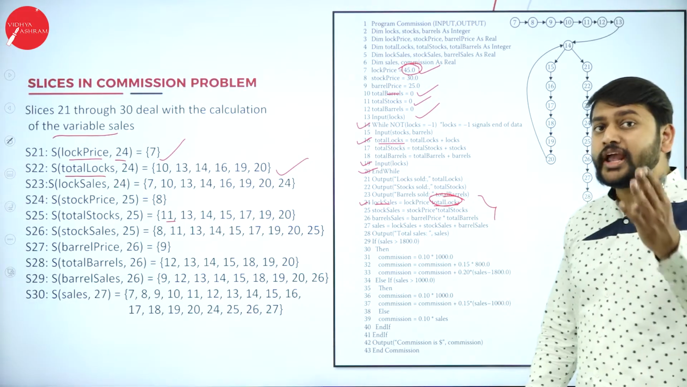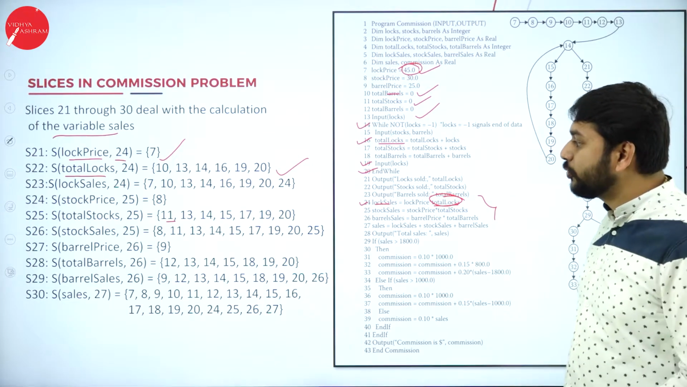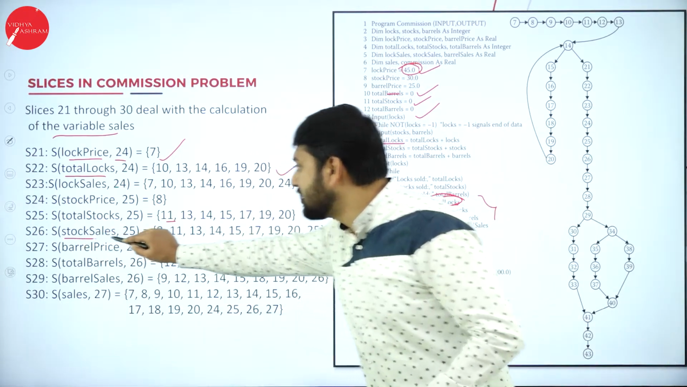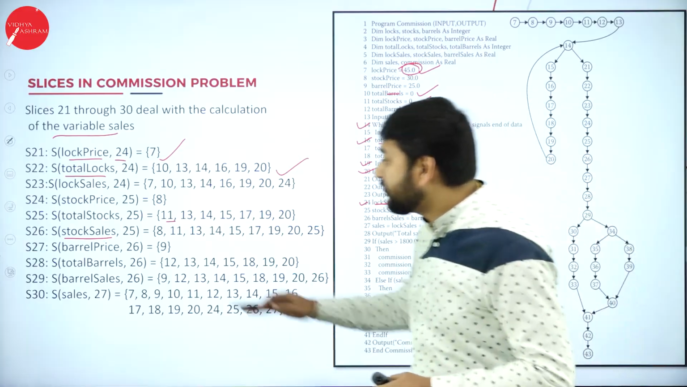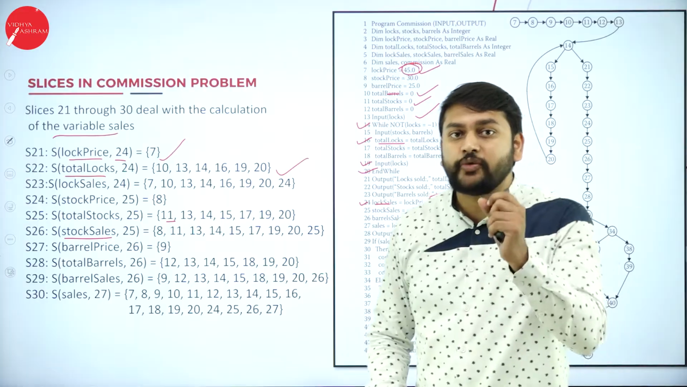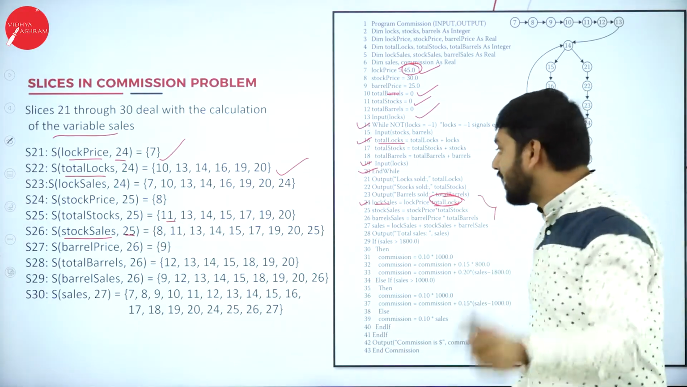So the next one, let's take a random slice. What is the next one that we have? Please observe, let's take slice number 26. What is the variable that I have in 26? I have the variable stock sales. In which line do you have stock sales? Line number 25.